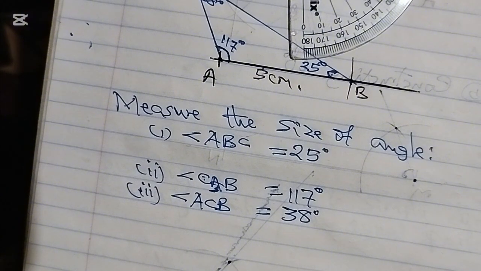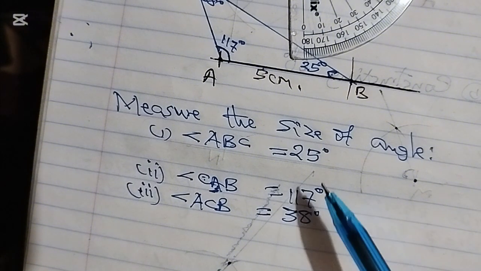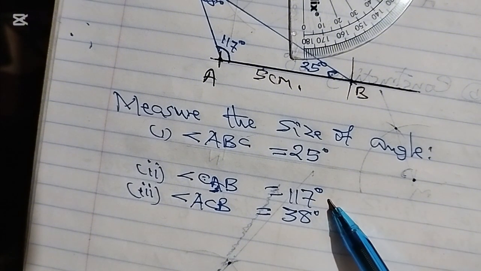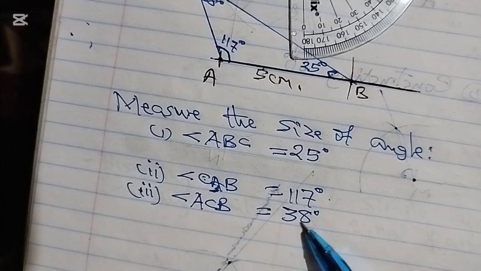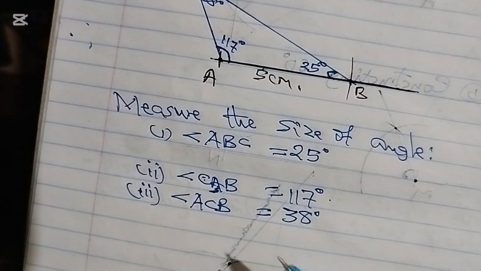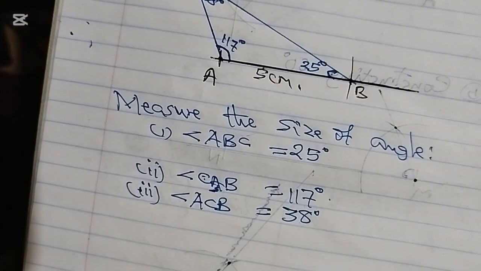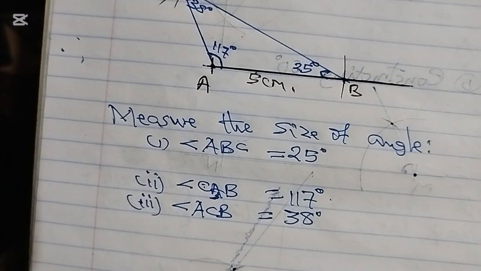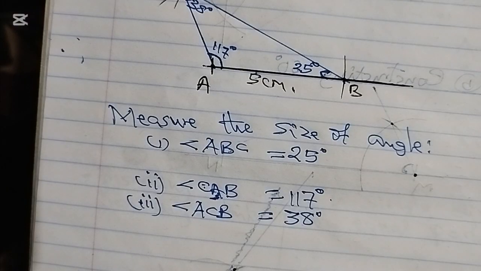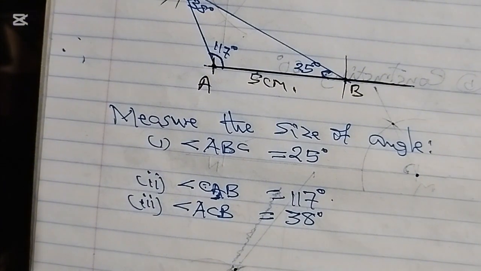What do you get when you add this? When you add 25 plus 117 plus 38, you are going to get 180 degrees, which tells you that the sum of interior angles of a triangle adds up to 180 degrees.